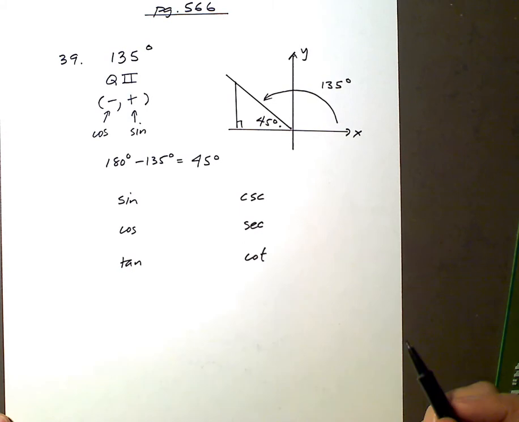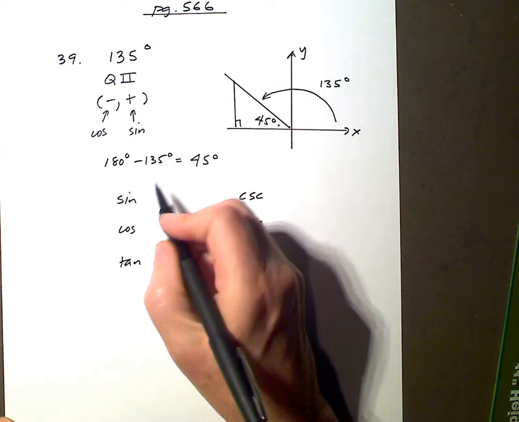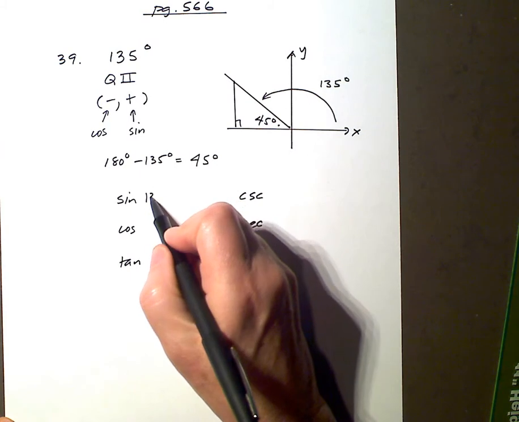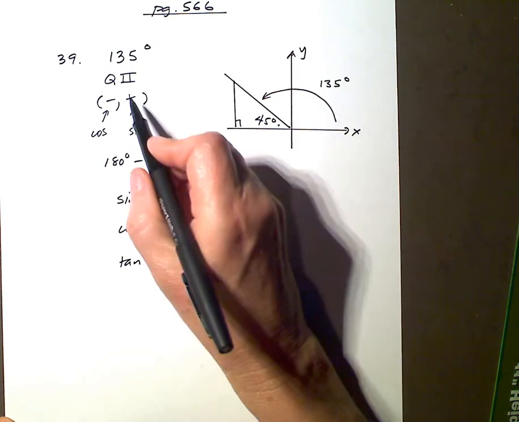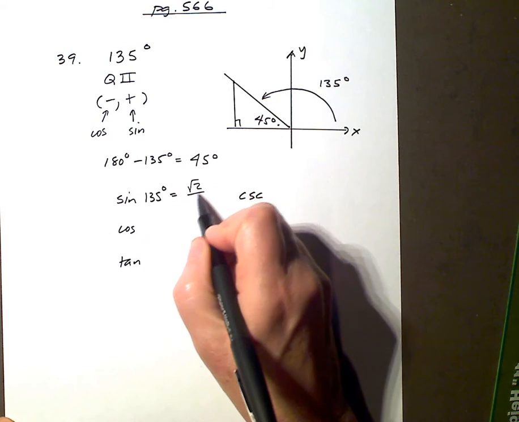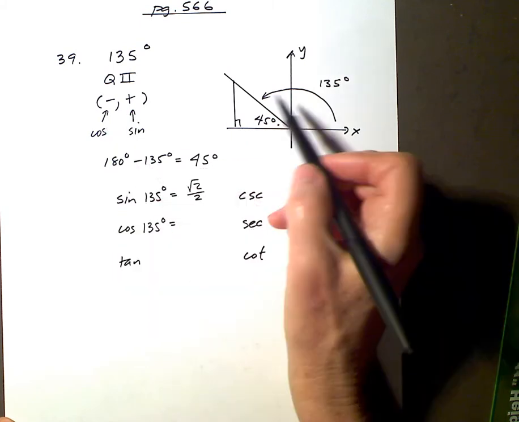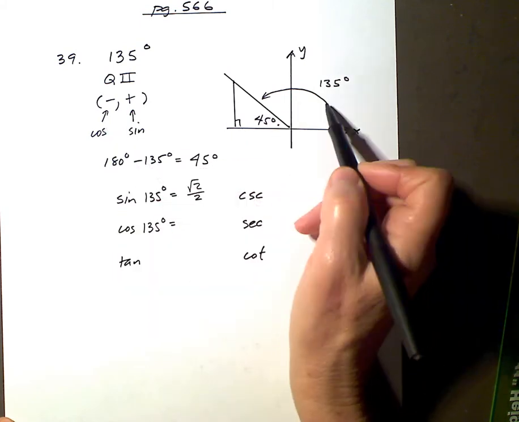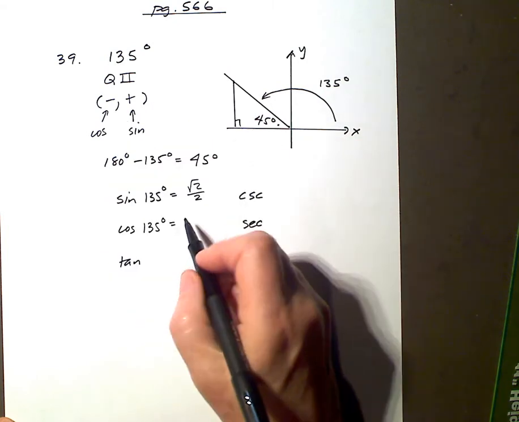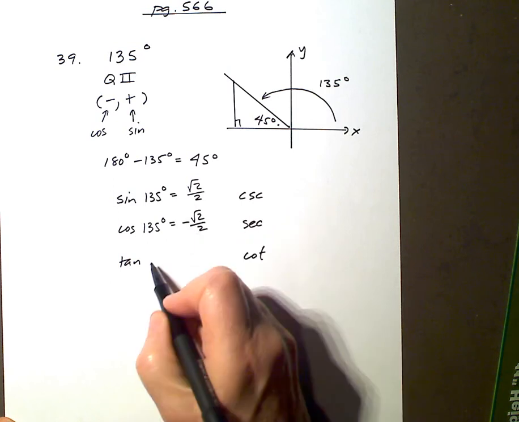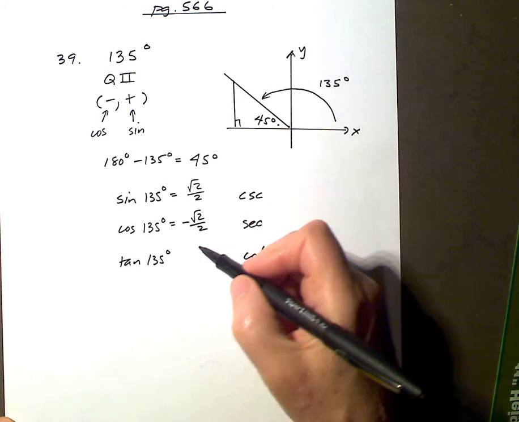So the sine in this quadrant, remember, is going to be positive. So the sine of 135 degrees, but we're looking at the sine of a 45-degree angle because they're going to be the same, will be a positive root 2 over 2. The cosine of a 135-degree angle is just like a 45-degree angle in quadrant 1, except that because we're in quadrant 2, the cosine is negative, because x is negative, so it's a negative root 2 over 2. And then the tangent is sine over cosine, which in this case is going to be negative 1.